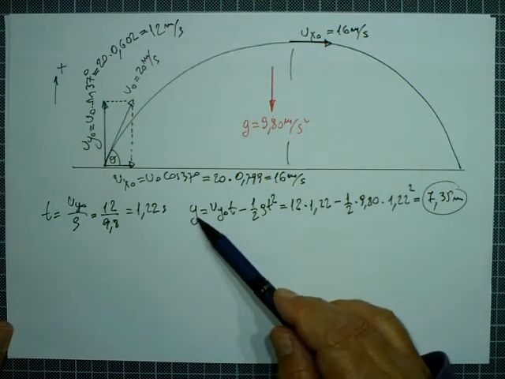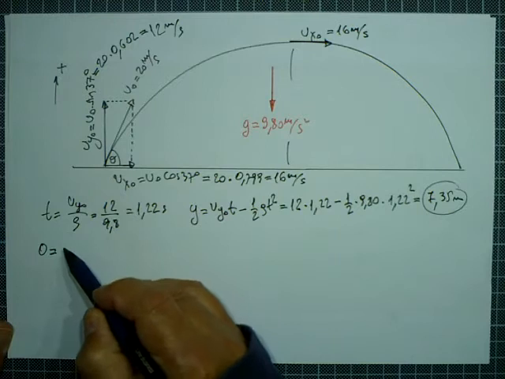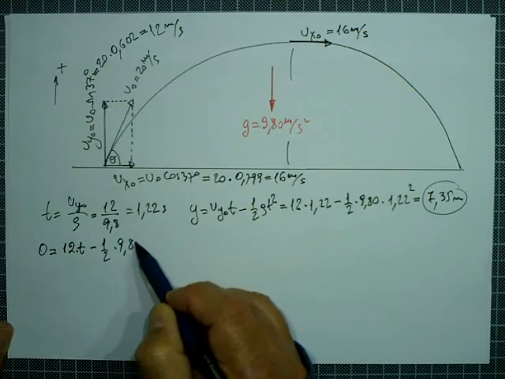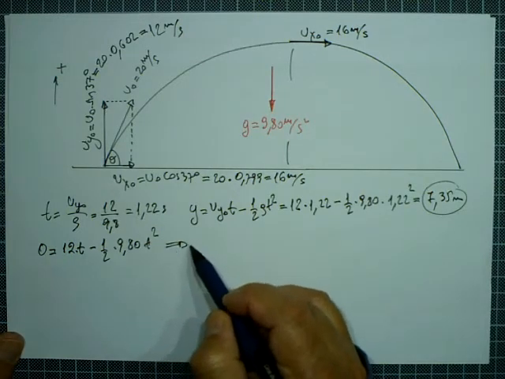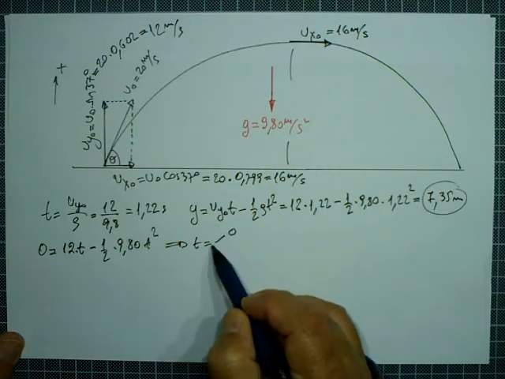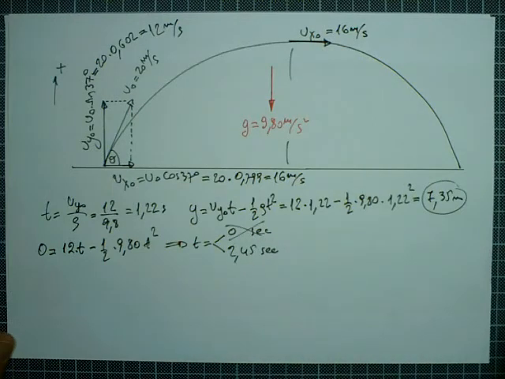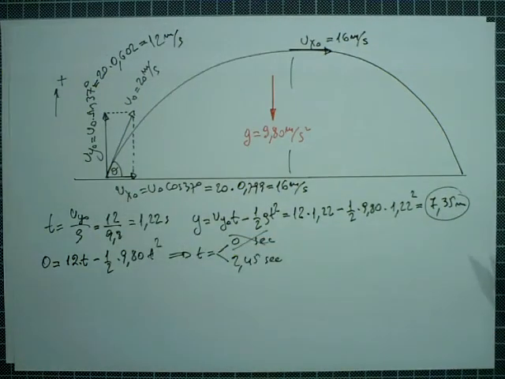Now, to find the time it takes for the ball to return to the ground, we shall substitute y equals 0 in the same equation. That is, 0 equals 12 times t minus 1 over 2 times 9.80 times t squared. This is a quadratic equation which can be easily solved, and we get two solutions, t equals 0 and t equals 2.45 seconds. Now the first solution is ignored because it corresponds with our starting point, so the solution we want is the second one, 2.45 seconds.